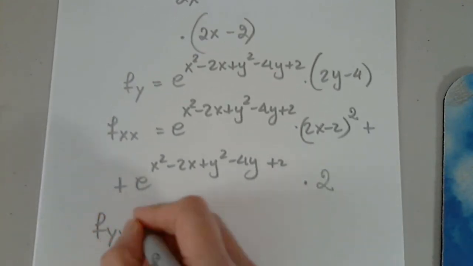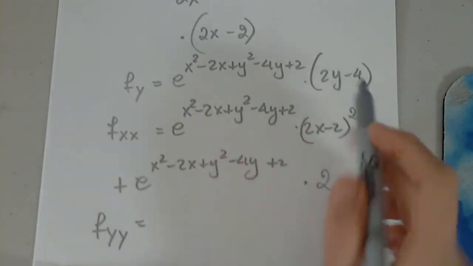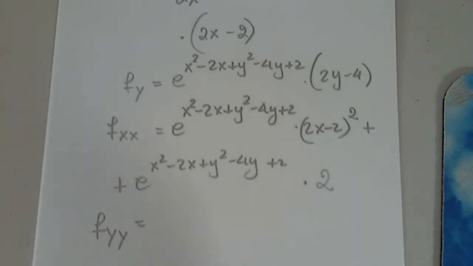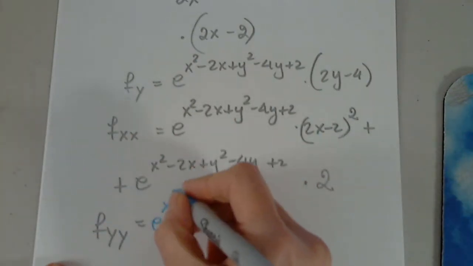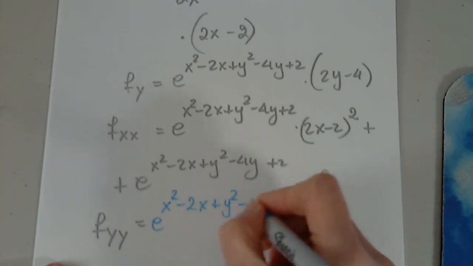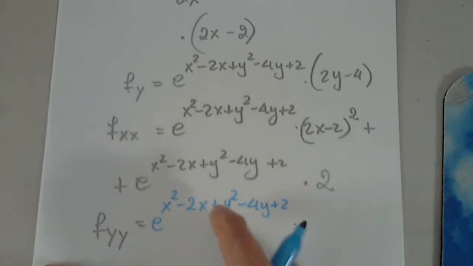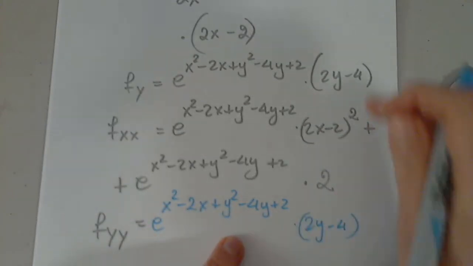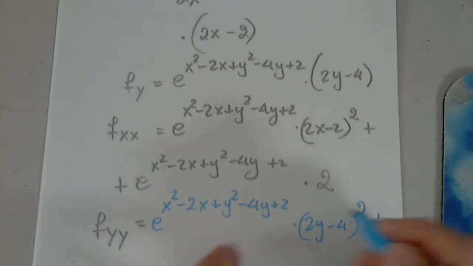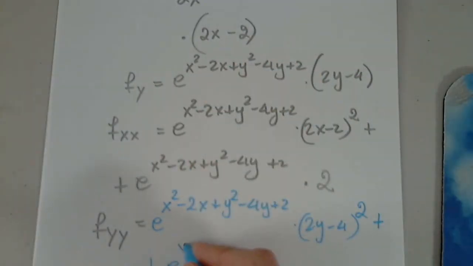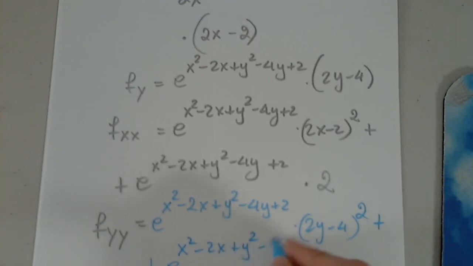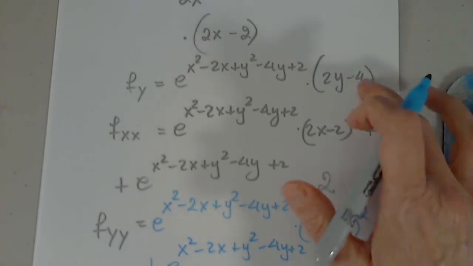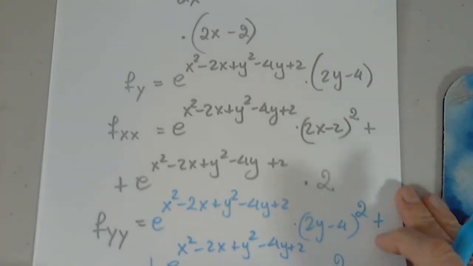Now fyy. This is fy. Now I have two functions. I have to apply the product rule. So e to u, I copy it, times the inner function prime with respect to y, fixed, fixed, fixed. So 2y minus 4 times the second function plus the first function times the second function prime, which is 2. Finally, one more.